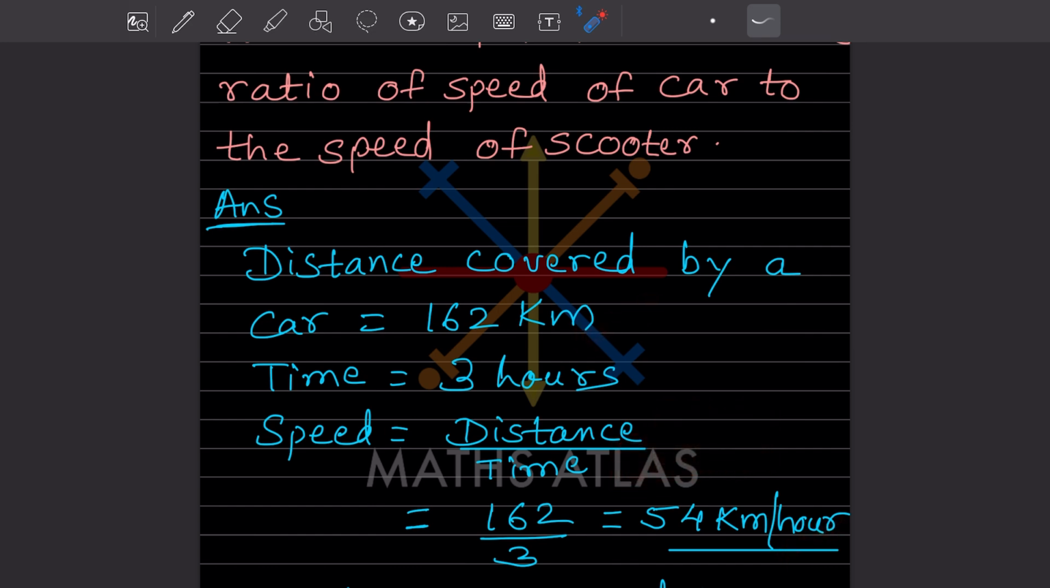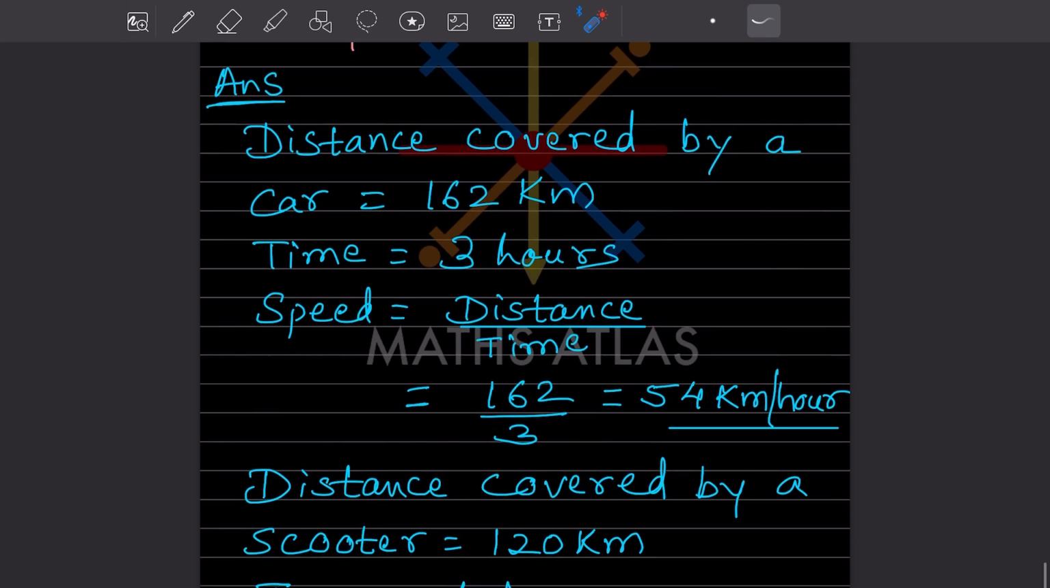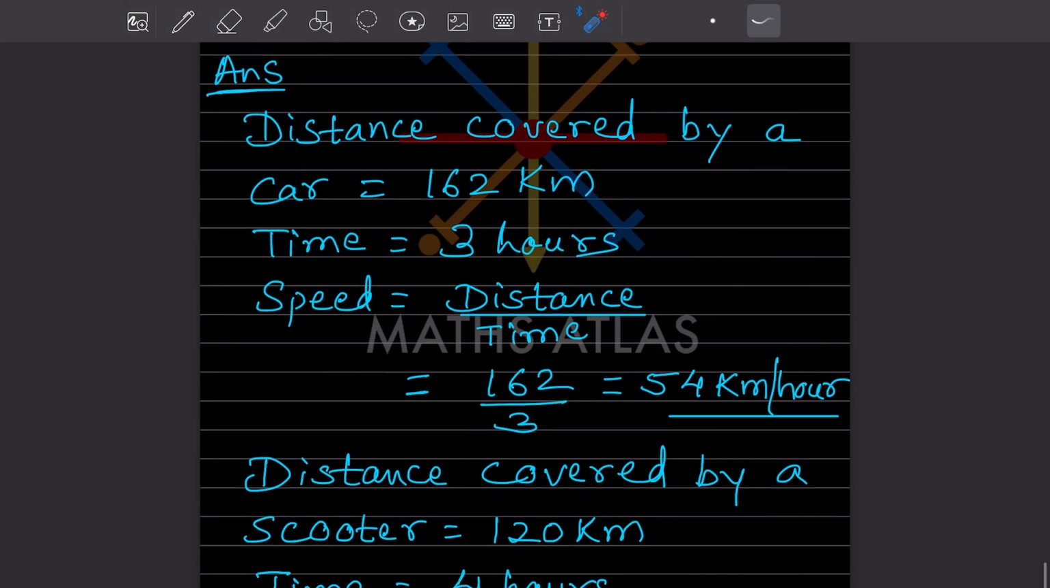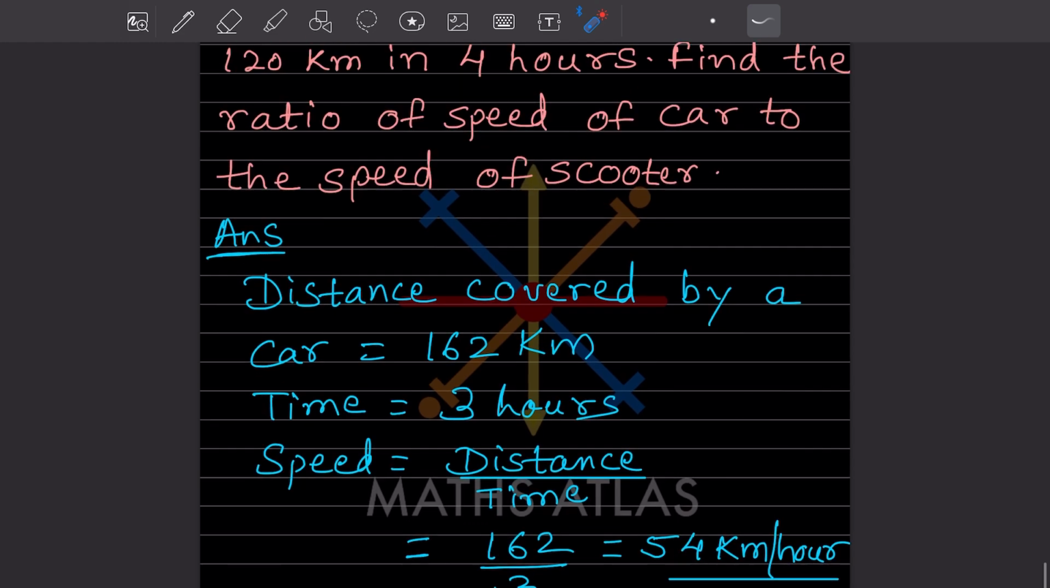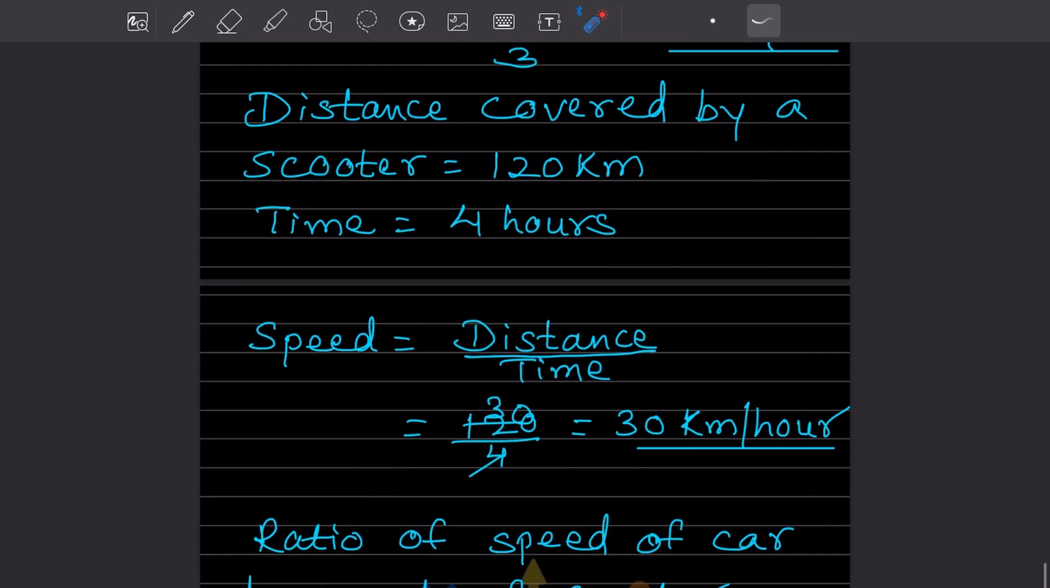Now look at the next one, they said that is a scooter. We have to see the distance covered by the scooter, that is 120 kilometer. And the time is given as 4 hours. Same thing, you are going to use the same formula. Speed is equal to distance by time. So here 120 divided by 4, which comes out again 30 kilometer per hour.